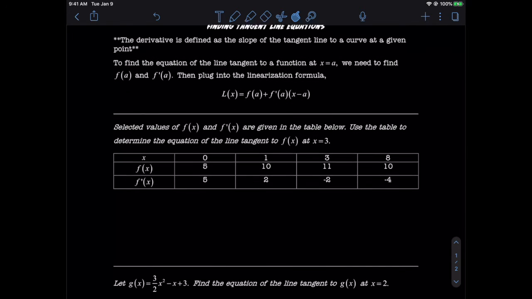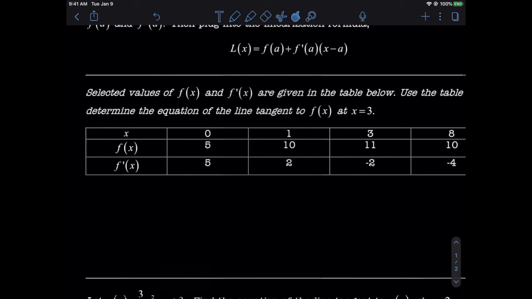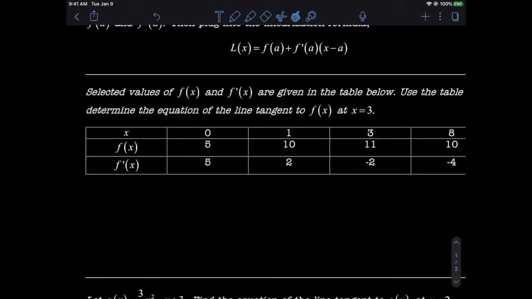In our first example here, we're given a table of values of f and f prime at specific values for x. And we are also asked to find the equation of the line tangent to the curve at x equals 3. So what that means is that in our L of x situation up top here, a is going to be equal to 3. So we're interested in finding f of 3 and f prime of 3.